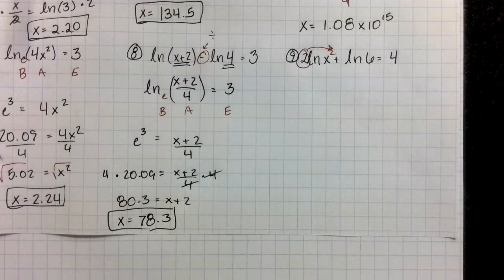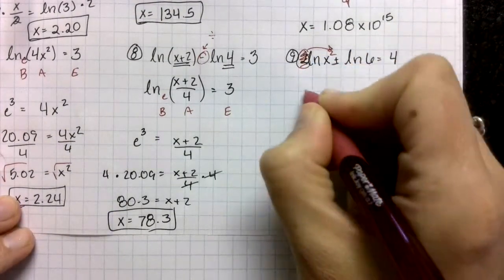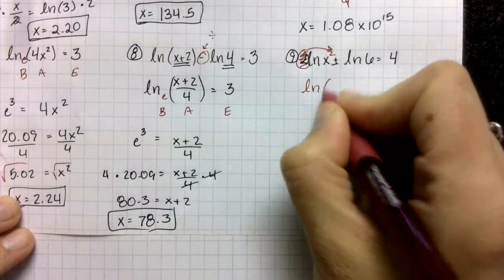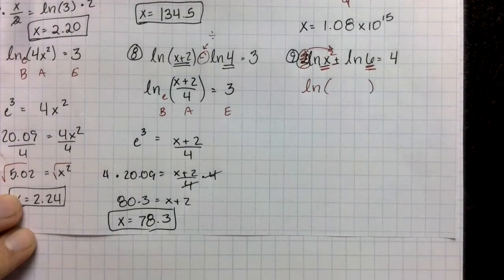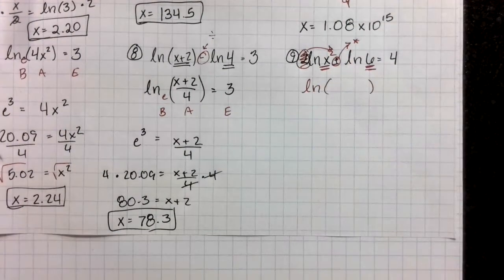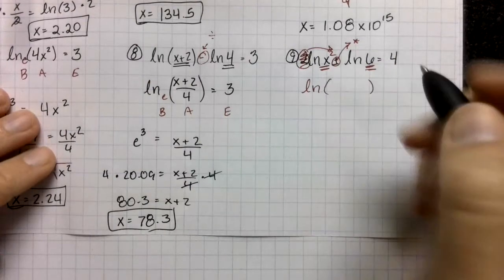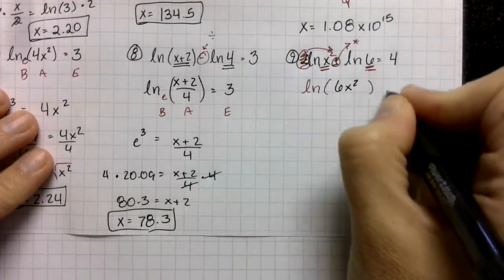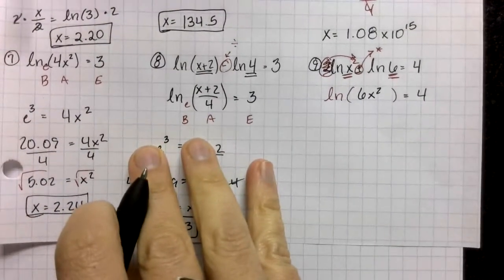And then finally, for my last problem, this 2 on the front, this is my power property. So this goes up and becomes an x squared. Then I have plus. So I'm going to rewrite this as these two things multiplied together. So remember, plus goes hand in hand with multiplication. So x squared times 6 is 6x squared. So now I have natural log of 6x squared equals 4.